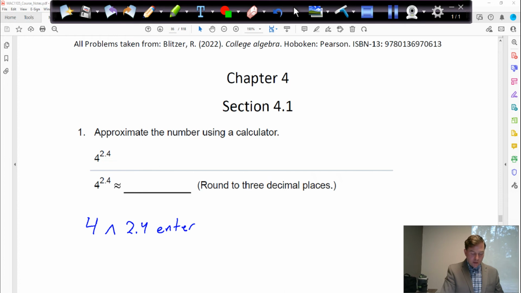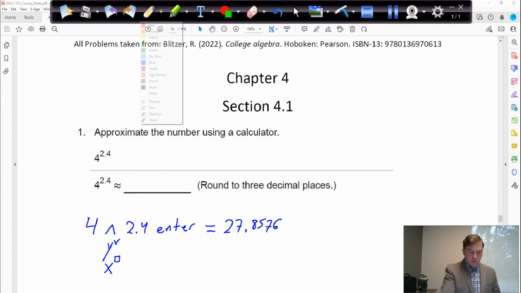Depending on your calculator, this might be y to the x, this button. I've seen some with x with a little box like that. So you have to find the button on your calculator, and you can Google your type of calculator and say exponents, and it will tell you. And once you do this, you will get the decimal value 27.8576 approximately. And then it wants us to round to 3 decimals.